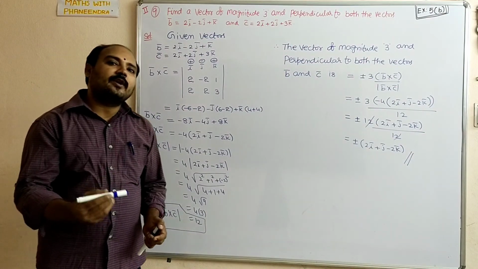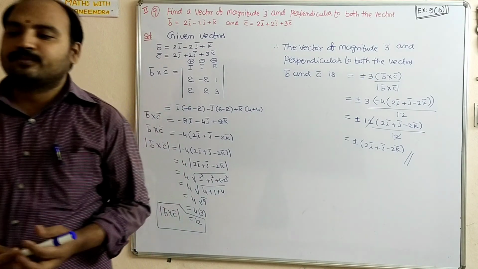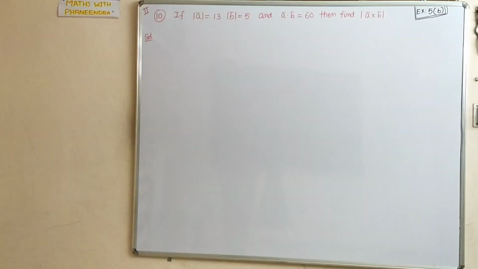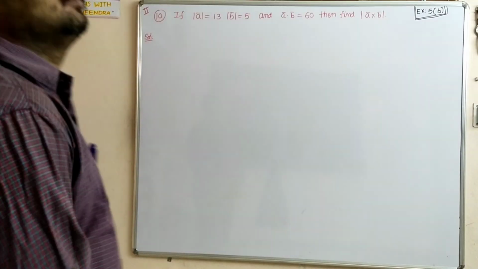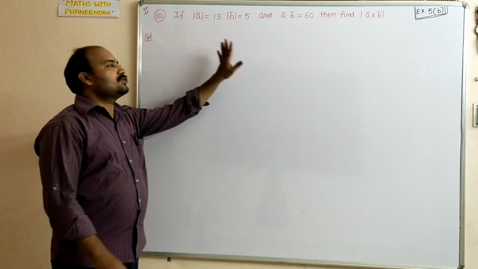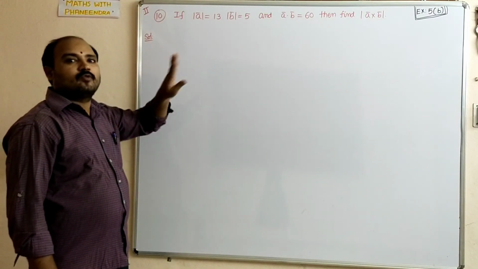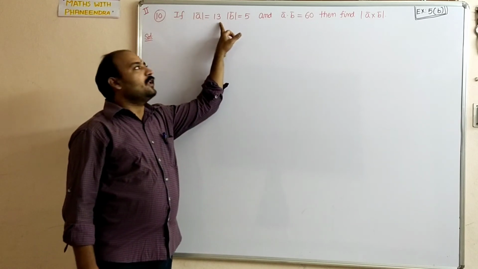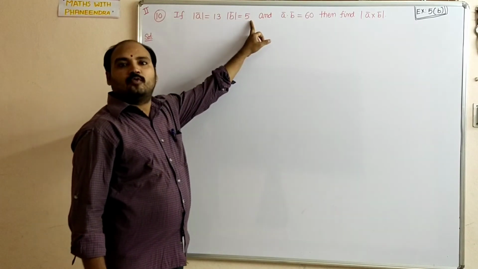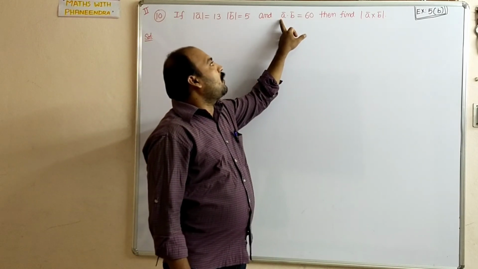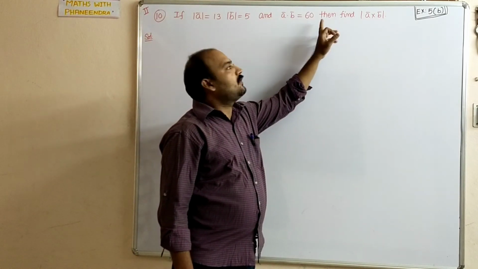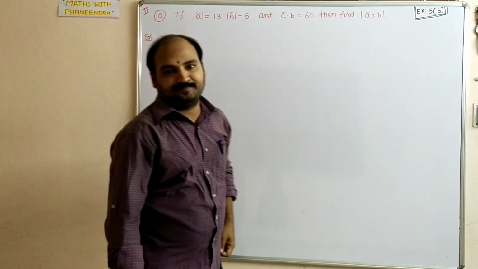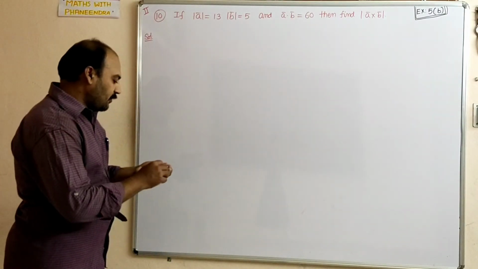We will move to the next question now. The next question, this question was asked in the public exam for 4 marks. If the magnitude of a bar equals 13, the magnitude of b bar equals 5 and a bar dot b bar equals 60, then find the magnitude of a bar cross b bar. See here, first the given information you have to write.